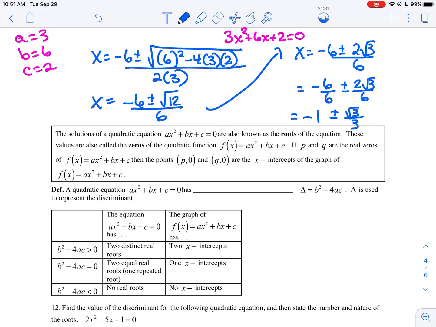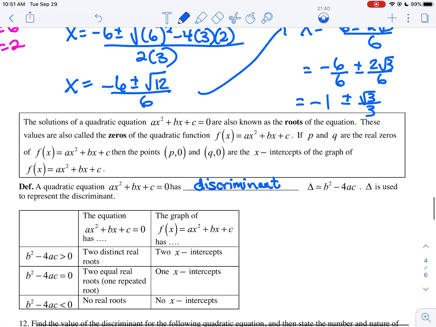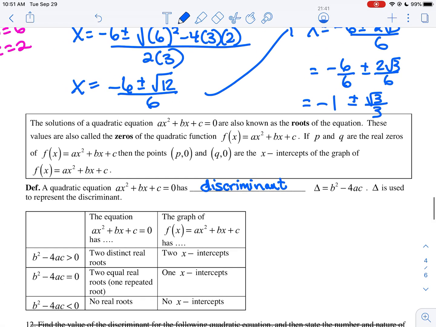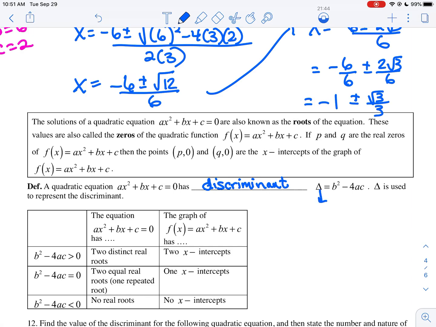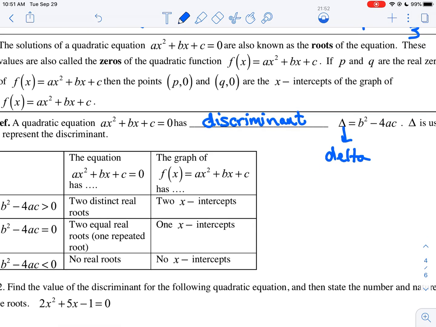Okay, so now we have something called the discriminant. And the IB world calls it delta. Okay, this triangle is a Greek letter delta, and it stands for b squared minus 4ac. And again, this should be reviewed. I'm just trying to get the cobwebs out for you.